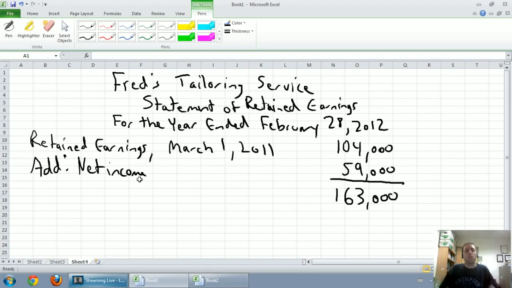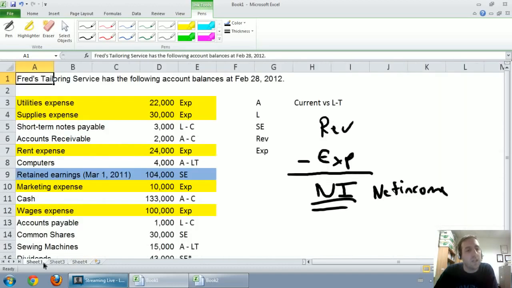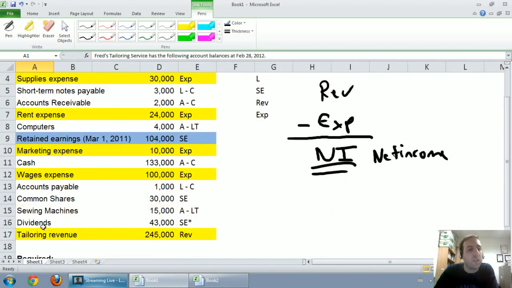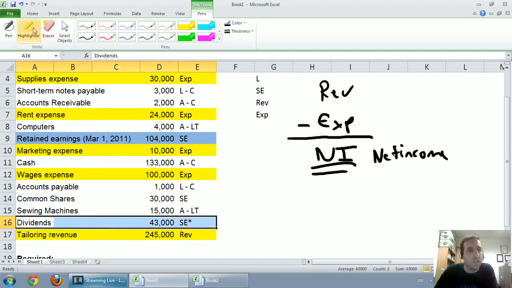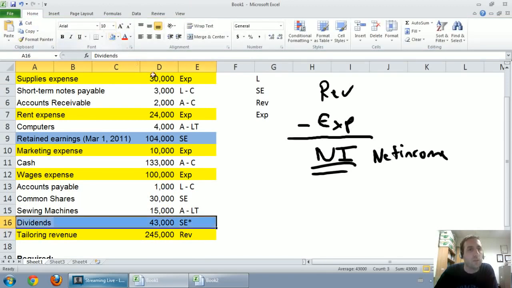So we've got our retained earnings. The shareholders got $59,000 more in earnings because the company made money, and that's why I would invest in a company. I want it to make money. So this company made $59,000 for us, the shareholders. But there's something that negatively will impact our retained earnings, and that is if the shareholders take a dividend. And we did indeed take a dividend. You can see it down here. I'm going to highlight it in blue.